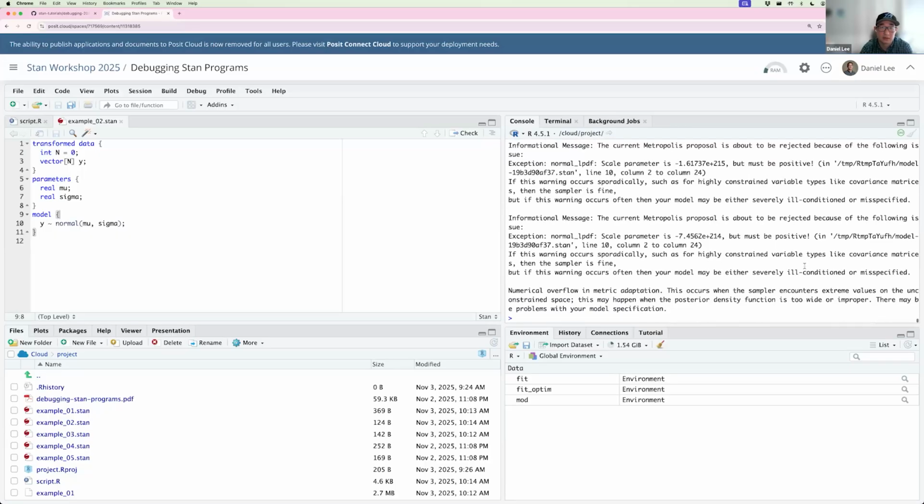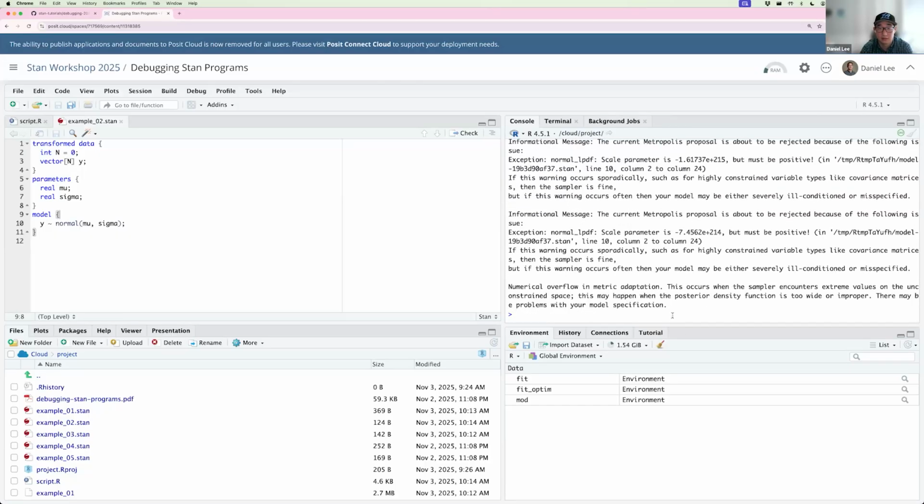If we do that, we can see the error messages. What's happening is numerical overflow in metric adaptation. It's trying to tell us here, this may happen when the posterior density function is too wide or improper. So we have an improper model, and that means that the integral of this model is not a finite number. So it'll run to infinity, and that's what's happening.